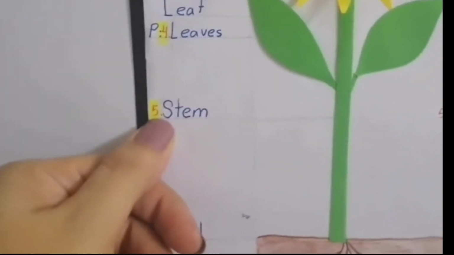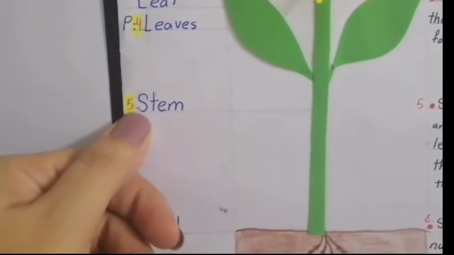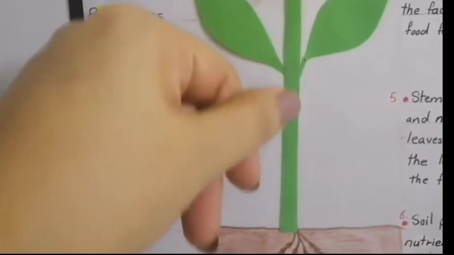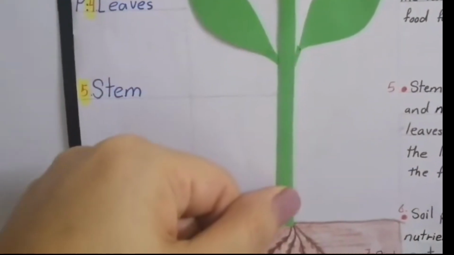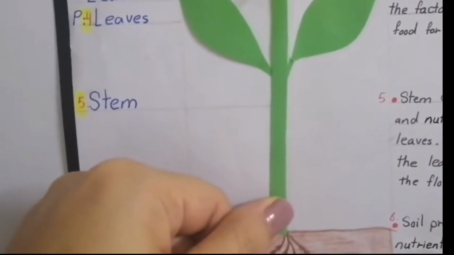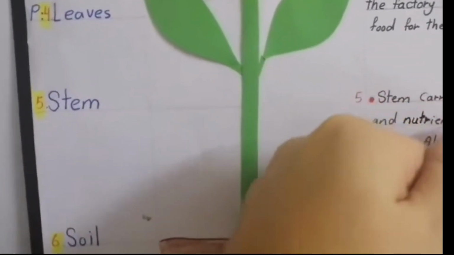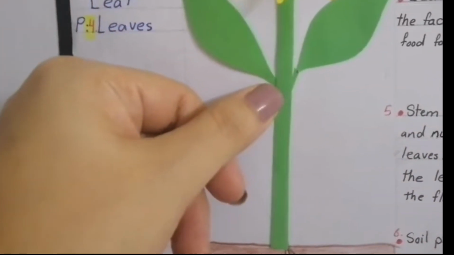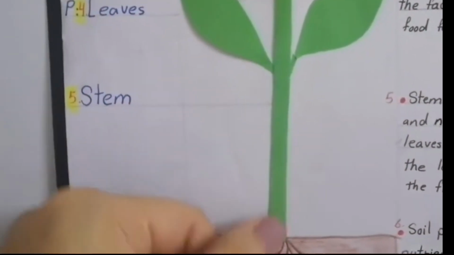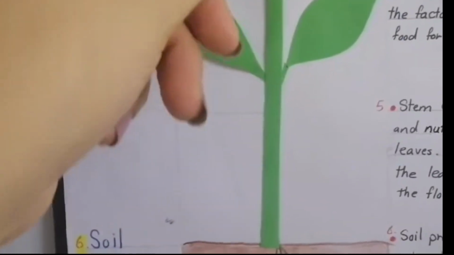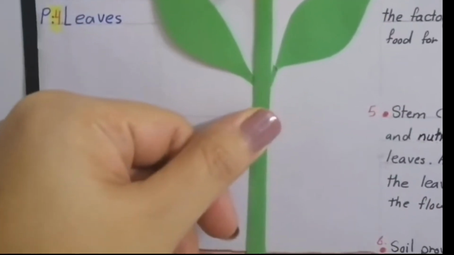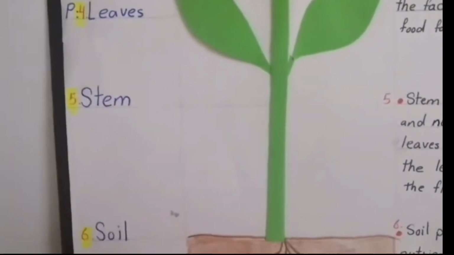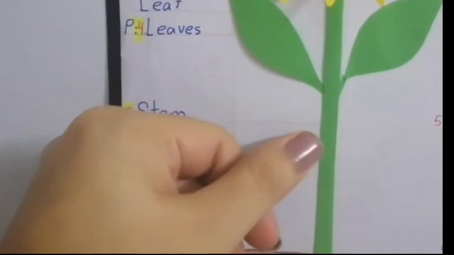The third part, stem. Where is the stem? This is the stem. What is the function of a stem? The stem carries the water and nutrients to the leaves, and it supports the leaves as well as the flowers. So what is the function of stem? It carries water and food from the soil to the roots, leaves and flowers. Let's go to the other parts.